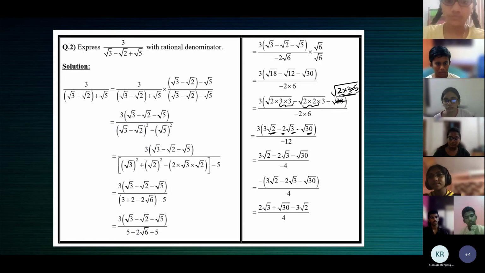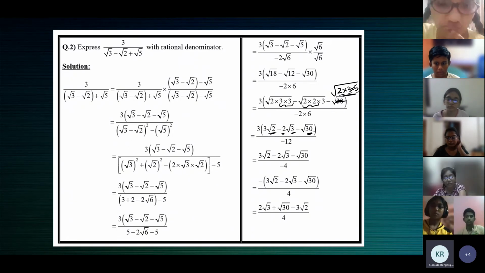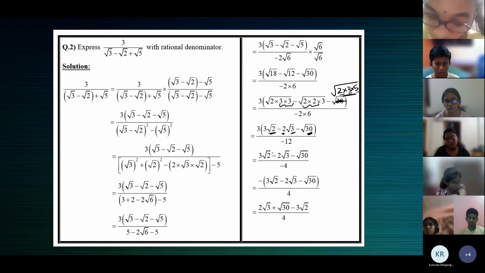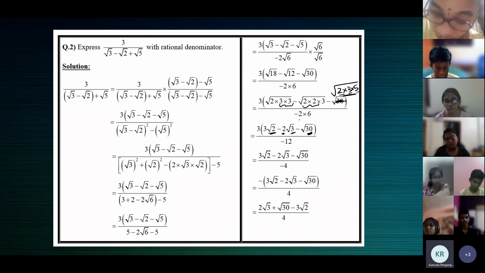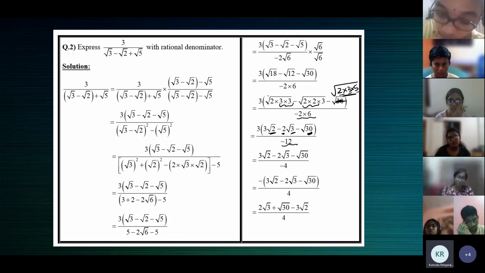All right, children. So we put it back. We put back root 30 because the prime factors don't occur in pairs. So we just put back root 30. Now in the denominator, we have minus 2 into 6, which becomes minus 12. And now you can simplify. You can simplify here also.